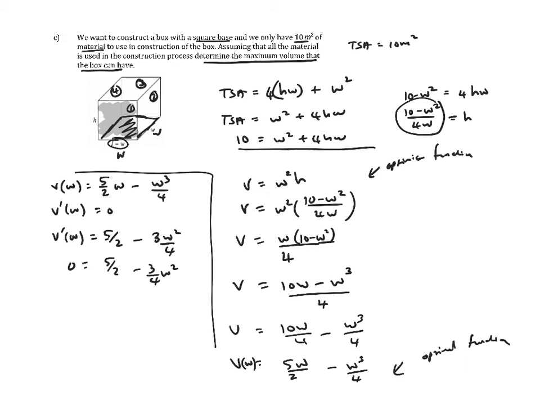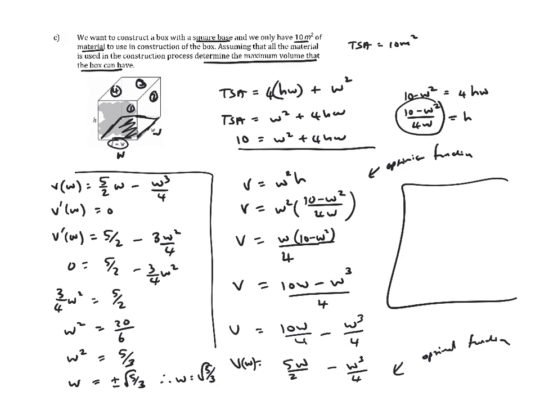So 3 over 4 w squared is equal to 5 over 2. You just simplify this by multiplying by 4 divided by 3, so that's 20 over 6, and w squared is equal to 5 over 3. So w is equal to plus or minus the root of 5 over 3. A negative length here makes no sense, so therefore w is equal to the root of 5 over 3. And then what is the height going to be?